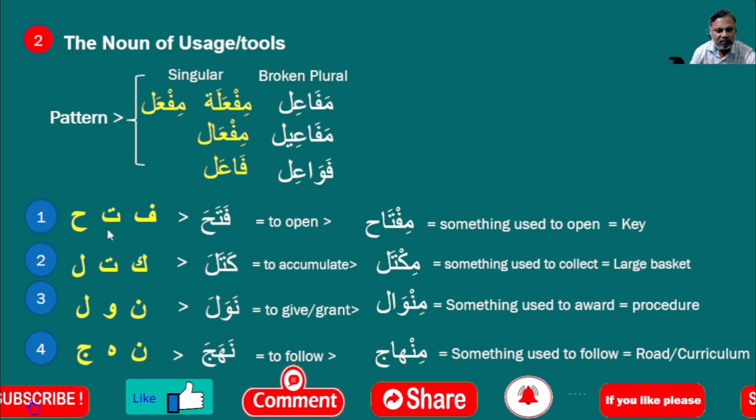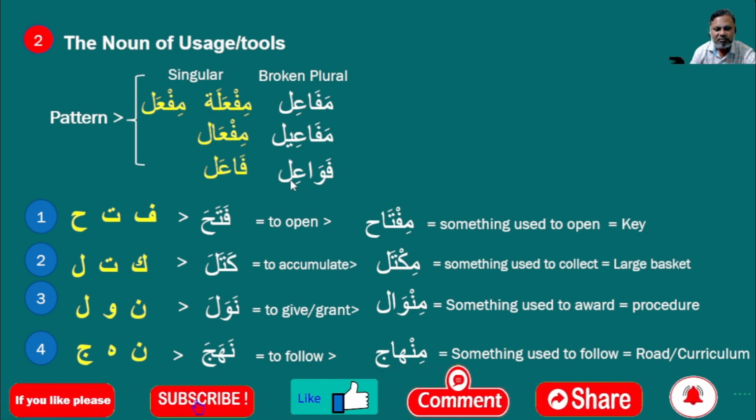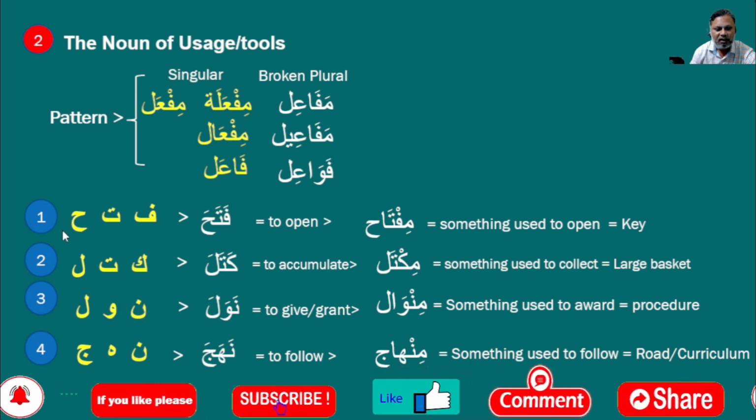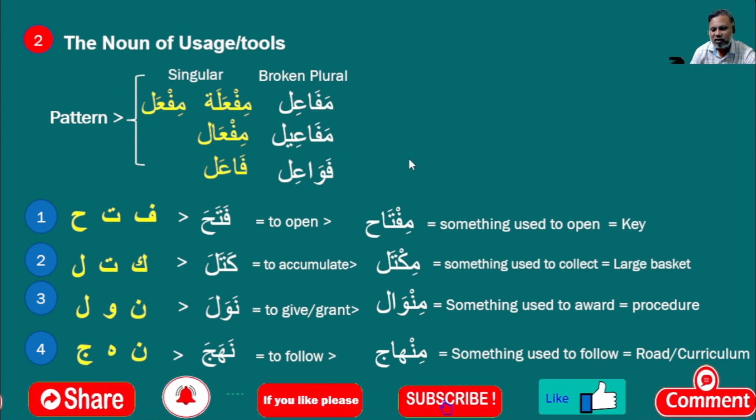The same alphabet can be used to make the broken plural by using this pattern. Just replace these three letters with fa, ain and lam. Then you will get the broken plural.